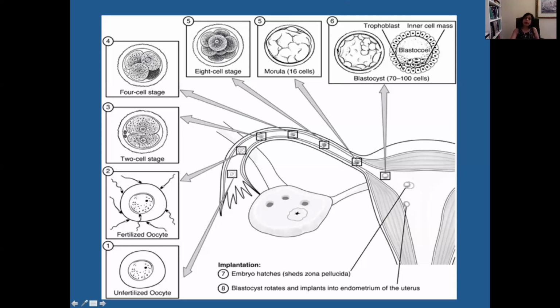Blastocyst is the one that shows the migration of cells in different directions. I want you to see a layer of cells here, and then a group of cells in here. This group of cells here is what you call inner cell mass. The layer of cells here is what you call trophoblast. And there is a hollow space in the center. Okay, so this is blastocyst. At this point, you have approximately 70 to 100 cells.